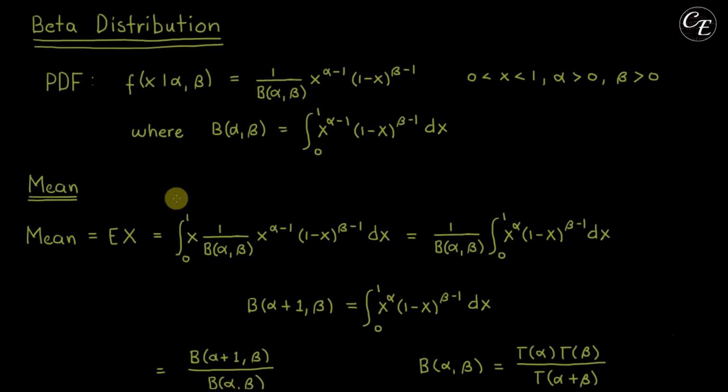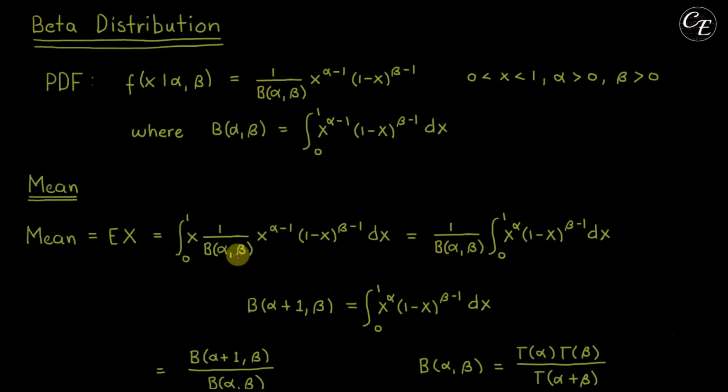Now let us derive the mean. Mean is equal to the expectation of x. And since this is a continuous probability distribution, it is equal to the integral of x times the probability density function, which is this one in here, then dx. This x is from 0 to 1, so we have here 0 to 1. Then this beta function is a constant, so we can move this one outside of this integral.